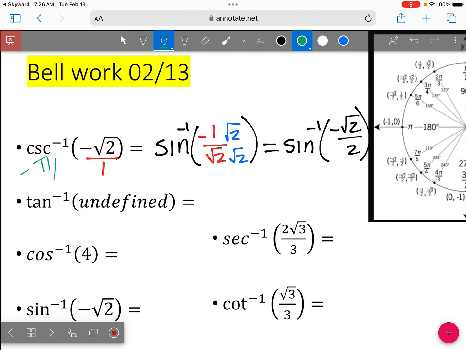I'm going to write the answers in green. All right, where is tangent undefined? Pi over 2. Good. Where is cosine 4? Is cosine ever 4 on our unit circle? That's my first D and E.